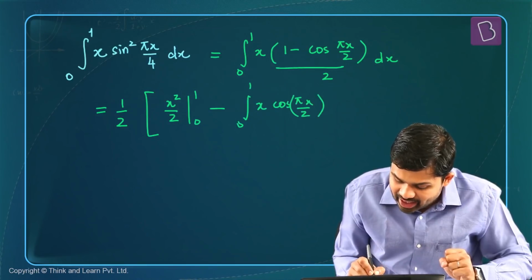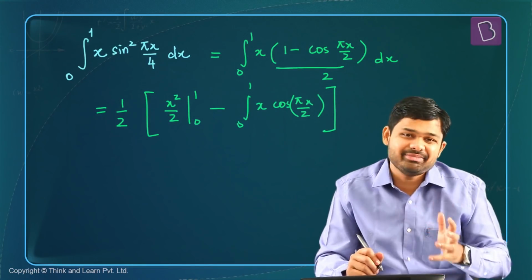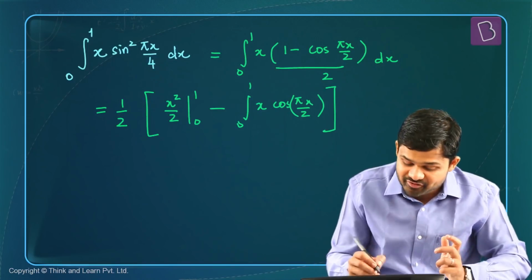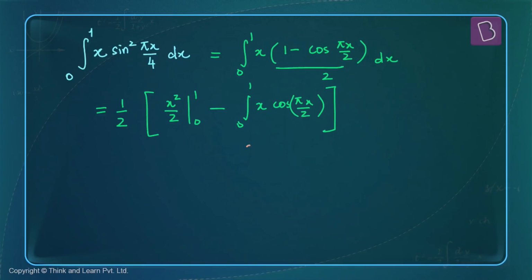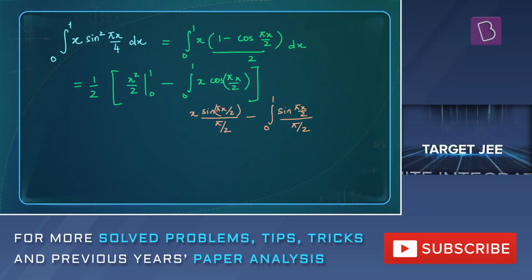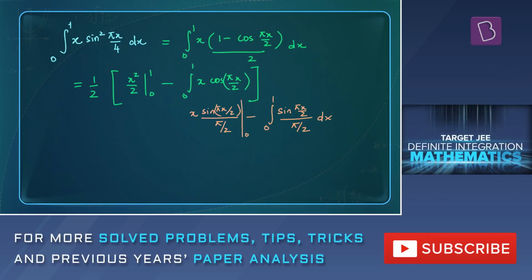So I have this integral now, and that is where I need to make use of integration by parts. I will consider x as my first function, cos pi x by 2 as my second function, and integrate it by parts. So if I integrate this by parts, I'm going to get x times the integral of cos, which is sine pi x by 2 divided by pi by 2, minus the integral from 0 to 1 of the differential of x, which is 1, times the integral of cos, which is sine pi x by 2 divided by pi by 2, dx. So now this has to be evaluated between 0 and 1.